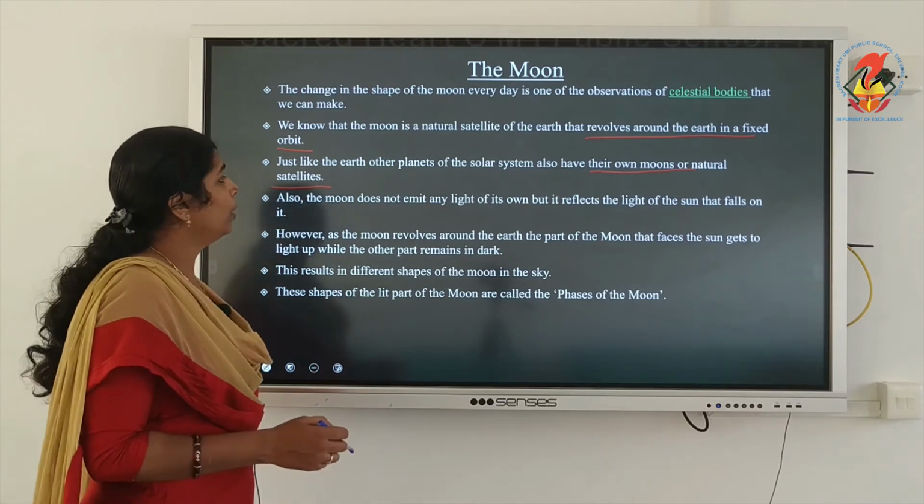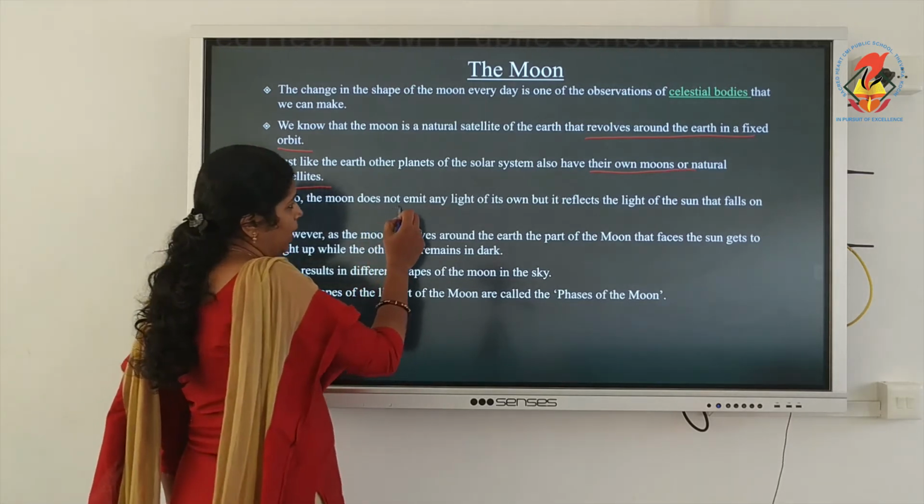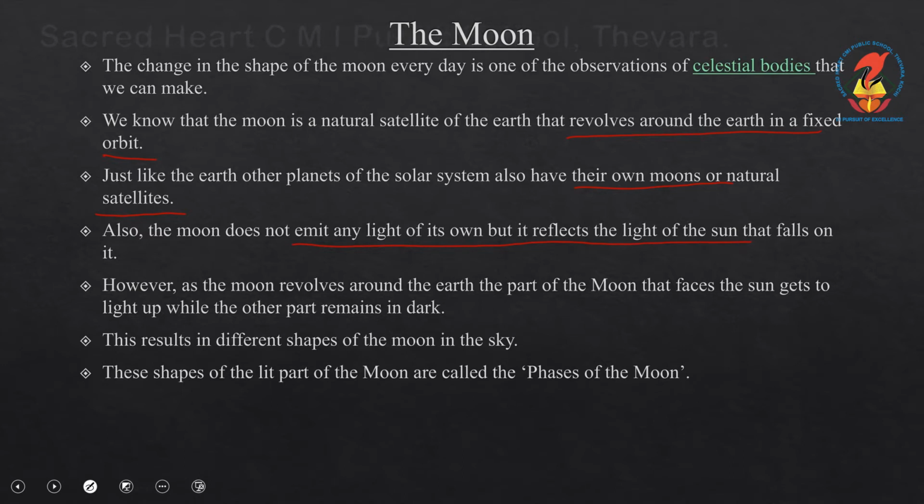The moon does not emit light of its own, but it reflects the light of the sun falling on it.